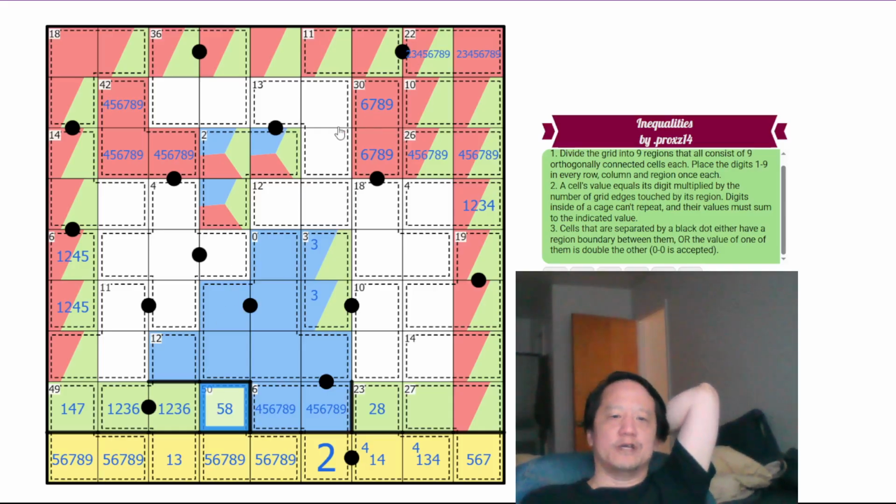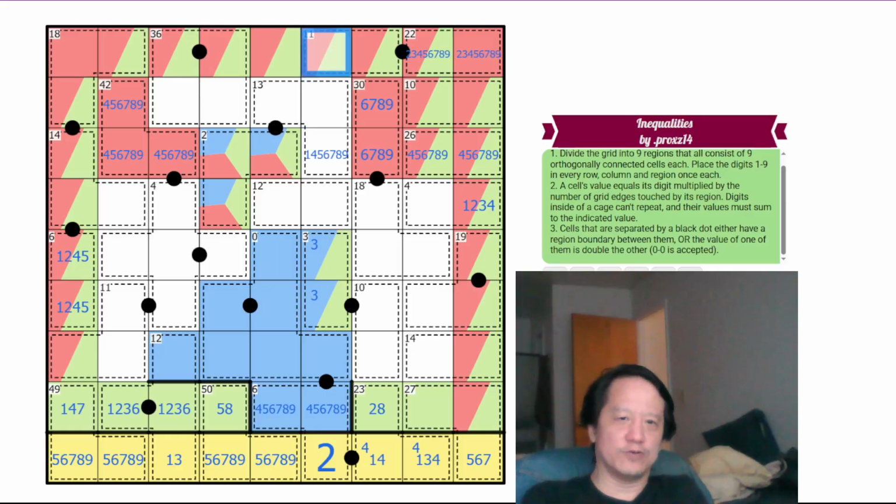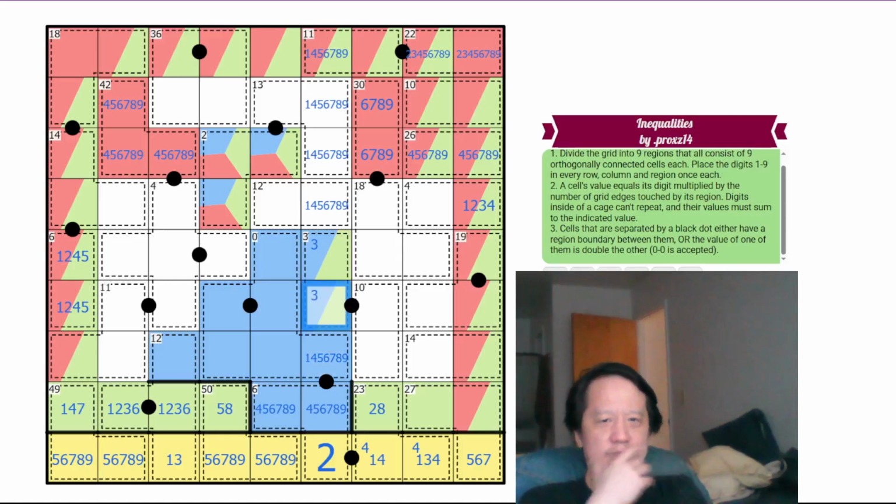2 and 3 cannot be here. So this must be 1, 4, 5, 6, 7, 8, 9. That's interesting. That's the same for the whole column. At column 6, because we're guaranteed a 3 here, and it's a singleton. But it could be any singleton here.